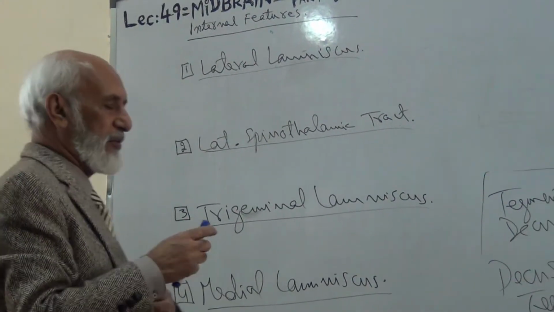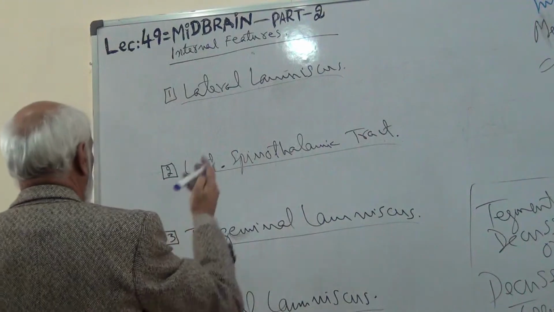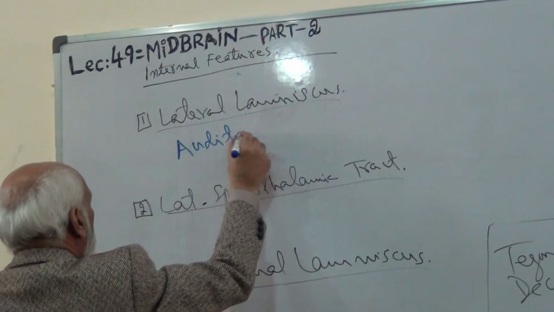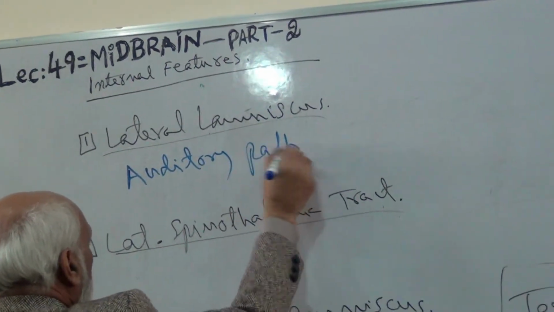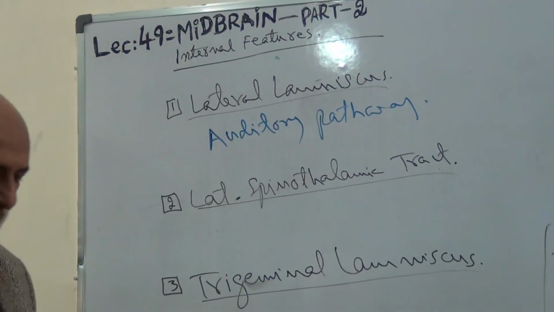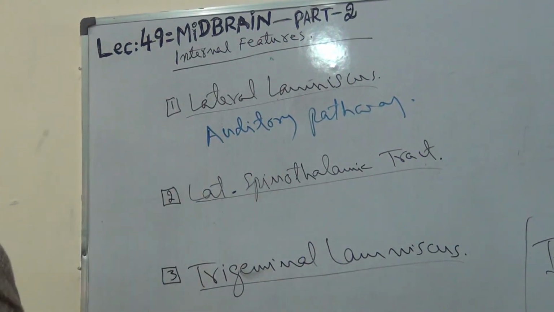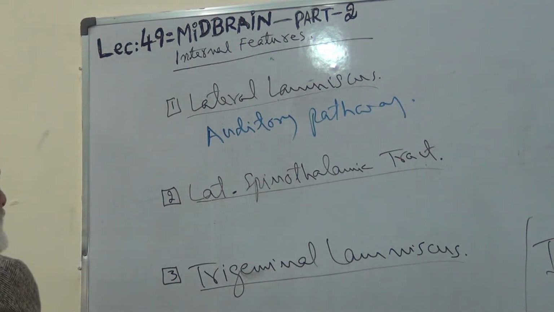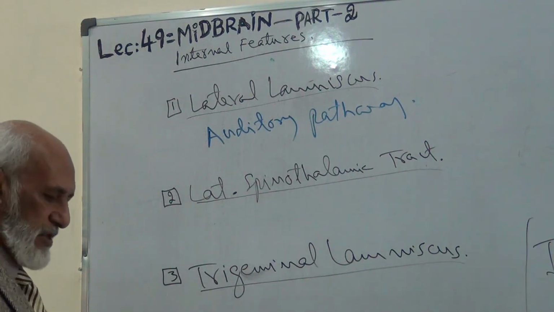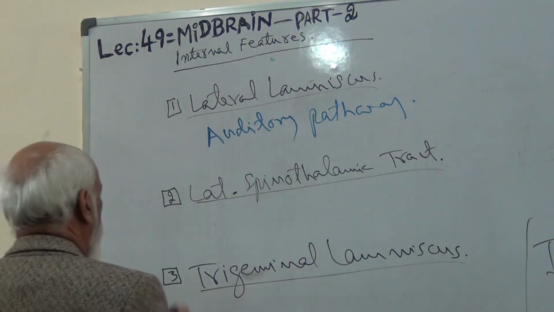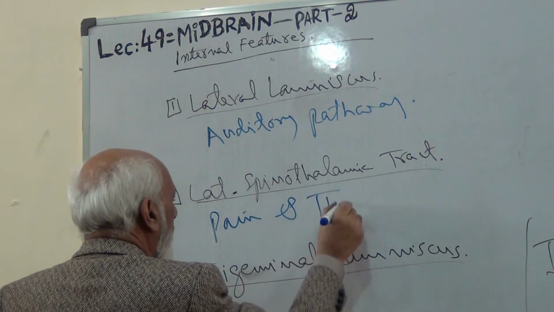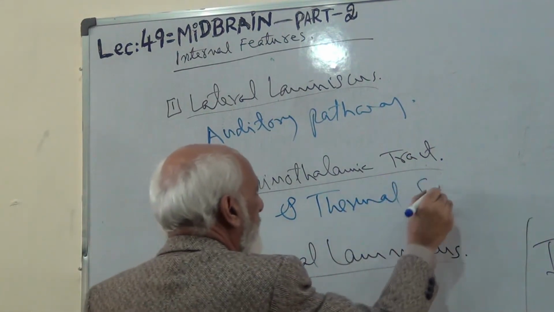Now these sensory tracts, which sensation do they carry? The lateral lemniscus is an auditory pathway, part of the hearing pathway, carrying sound waves to the auditory center. Then the lateral spinothalamic tract carries pain and thermal sensation from the body.